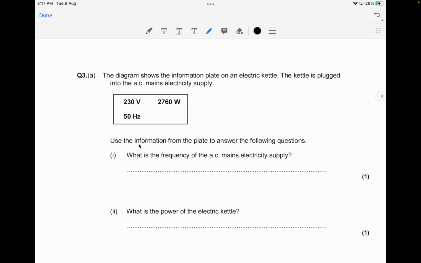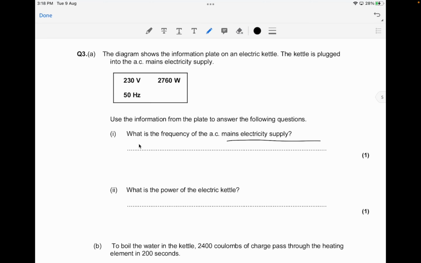Now, this is where you need to understand your content learning. We have to know what the frequency of the AC mains electricity supply is. This is something that you have to remember in your exams. It's going to be about 50 hertz. That's going to be your answer.